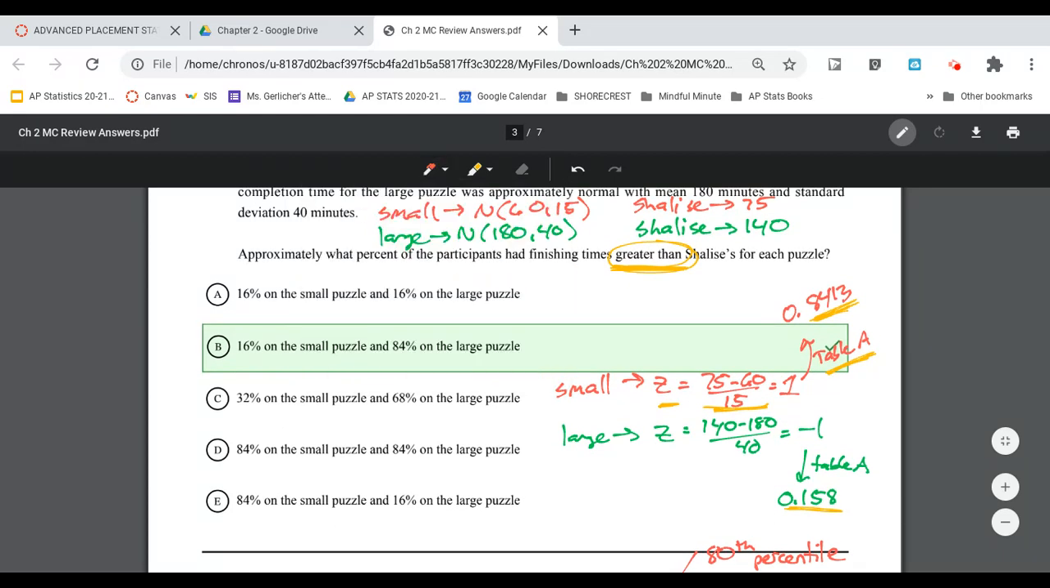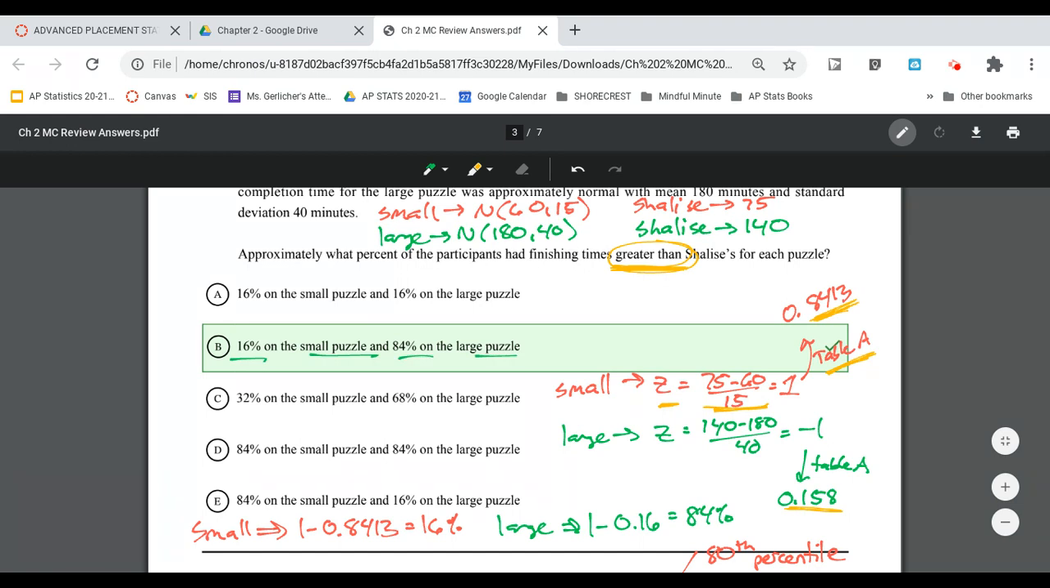So I really want, for the small puzzle, 1 minus 0.8413, which is roughly 16%. It rounds to 16%. And for the large puzzle, I have to go 1 minus as well. So 1 minus, what was it? Basically 0.16. So 84%. So small is 16%, large is 84%.